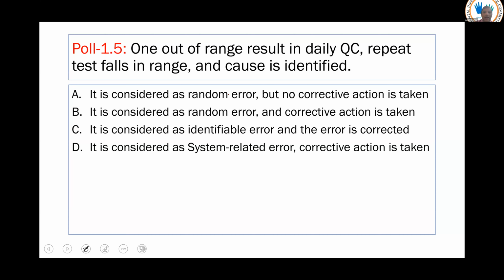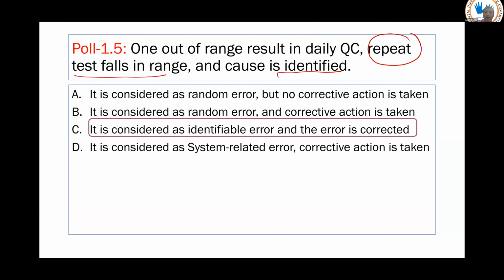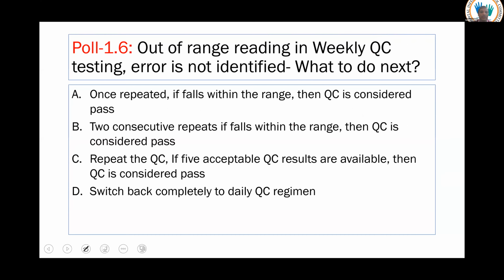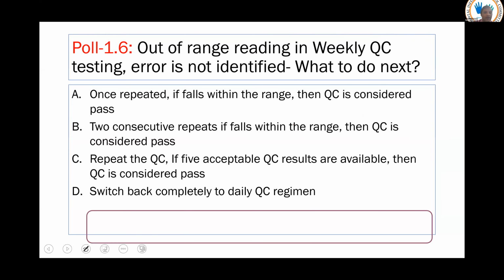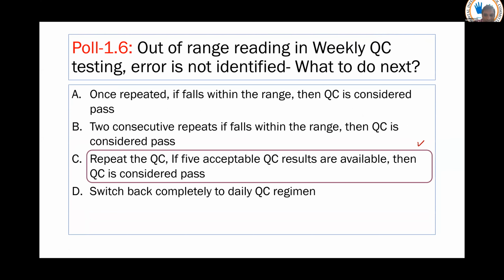The next question is, in a daily QC test, the repeat test also falls in range and the cause is identified, then the corrective action is that the error has been fixed. If the cause is identified, if it is an identifiable error, then the error has to be corrected. The next question is in a weekly plan. This is the answer. I will explain this in my subsequent slides so that you will understand this question appropriately.